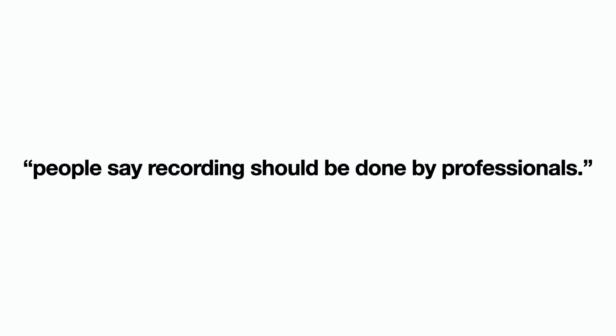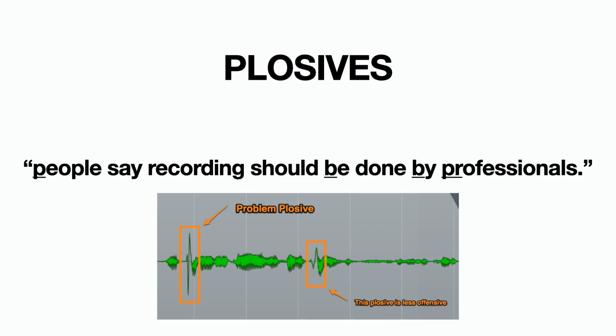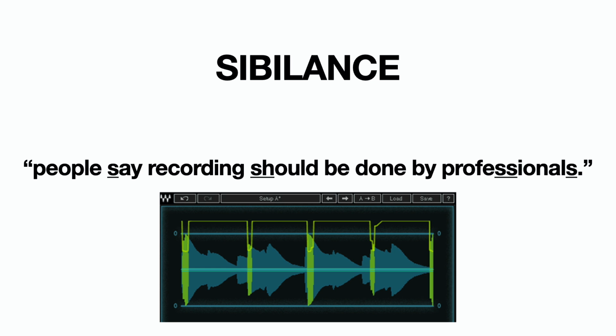People say recording should be done by professionals. When some syllables have strong energy and carry heavy breath, they can actually ruin a recording. The P sound in people and professionals are considered plosives. These aren't that good for recordings, so utilize a pop filter to limit the amount of air traveling into the mic. The S sounds in say and should are called sibilants. They are the whistling syllables that can often be removed using software plugins called de-essers. We'll talk about those in a later video.